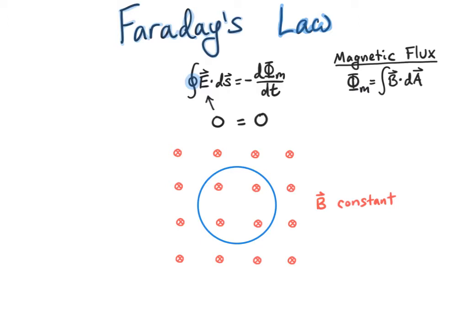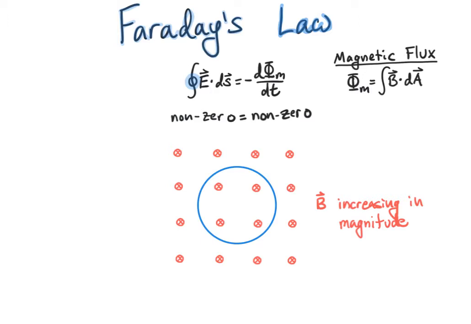Now let's change our scenario a little bit though, so that the magnetic field is increasing in strength. Since nothing about the area of our loop is changing, that implies that the flux through our loop must also be changing, which means the right-hand side of our equation is now non-zero. And the only way for the left side of this equation to also be non-zero is for the electric field to have a component tangential to the loop, at least over part of the loop.